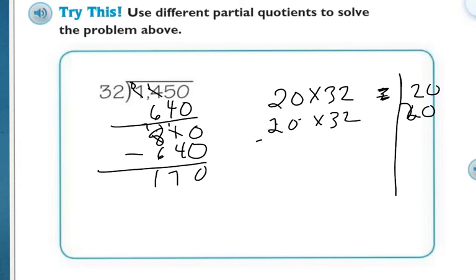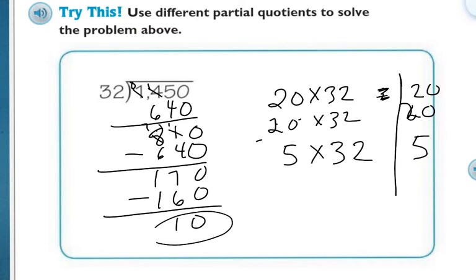But half of that, so if I multiplied it by 5, 5 times 32, so let me put my 5 here. 5 times 32 is 160. And I'm left with 10. Well, 10 is less than 32, so I'm not going to be able to do any more. So I'm going to have my remainder of 10.